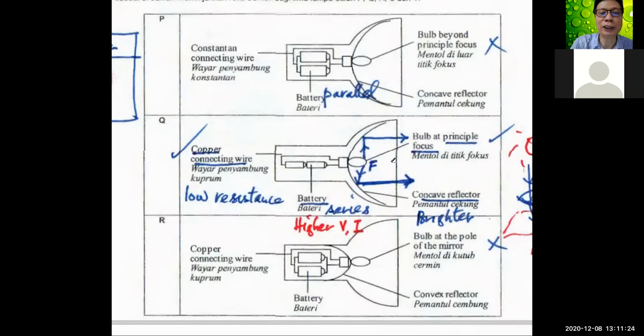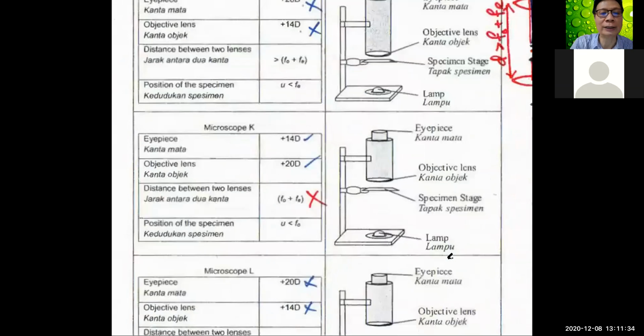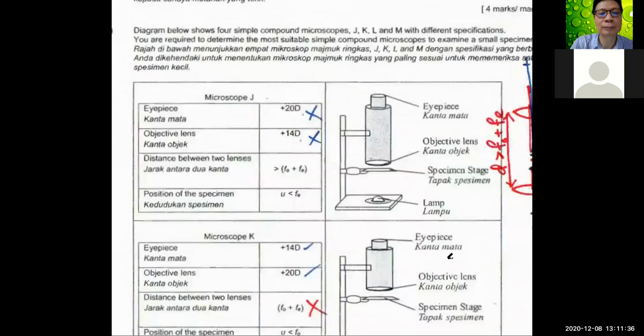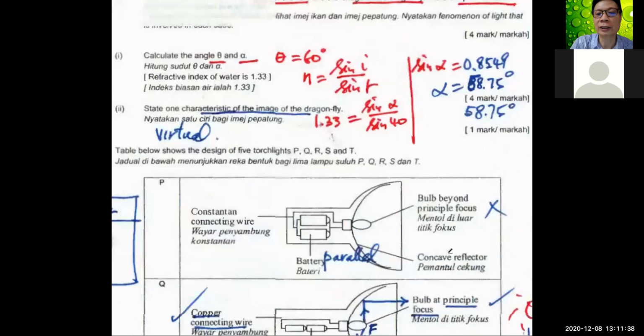So here you can choose. The bulb placed at the principal focus, you have this one. This one here is definitely out, you can cross this one. Next one is here. Here is another one. No, sorry, it's on the other side.